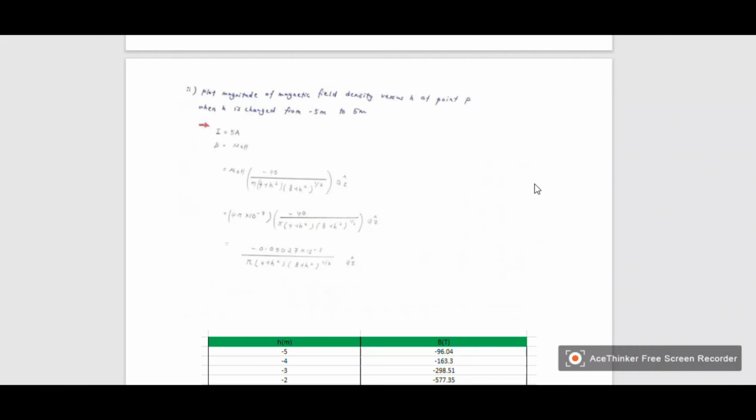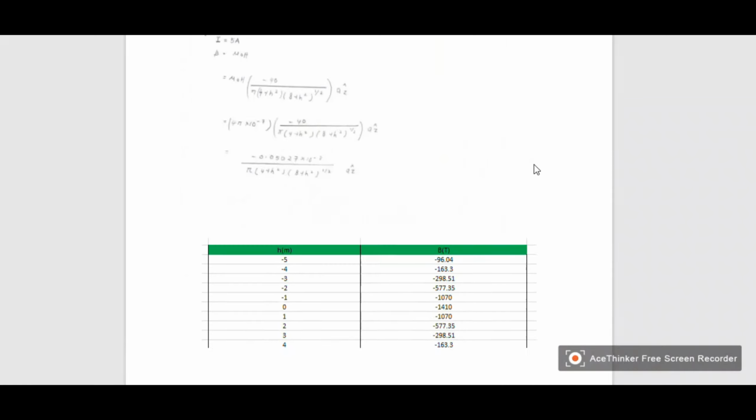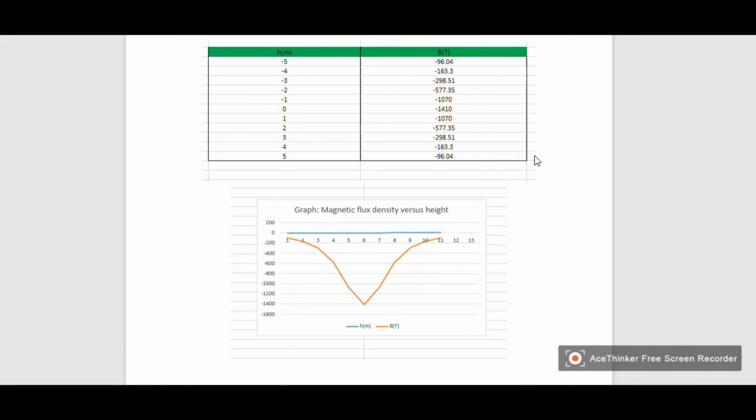Okay, I will explain the calculation for part A2. Firstly, we need to find the magnetic flux density when H changes from -5 to 5. So, I decided to use Excel to make it easy to plot the graph. And lastly, we get the graph shown in the figure.